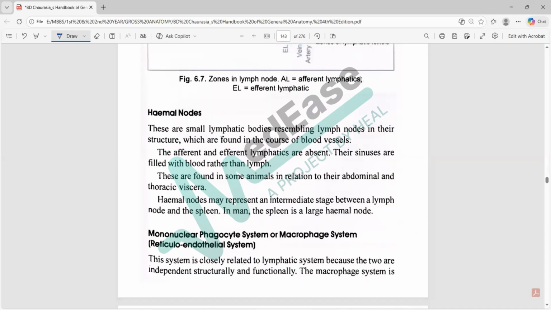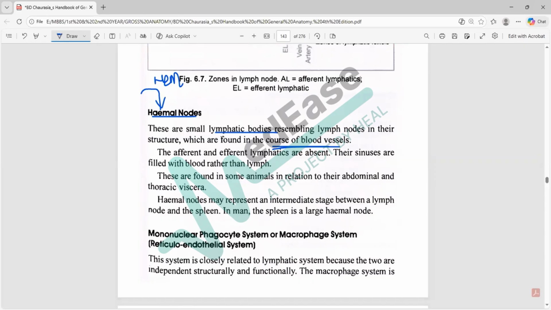Now, what is another type of structure? We call it the hemal nodes. The hemal nodes, as the name suggests, are small lymphatic bodies like the lymph nodes, but they are present along the course of blood vessels instead of lymph vessels, as the term hemal means related to heme, which is the blood. These are like lymph nodes and are present in different parts of the body, but unlike lymph nodes, which are related to lymphatic vessels, they are related to the course of blood vessels.